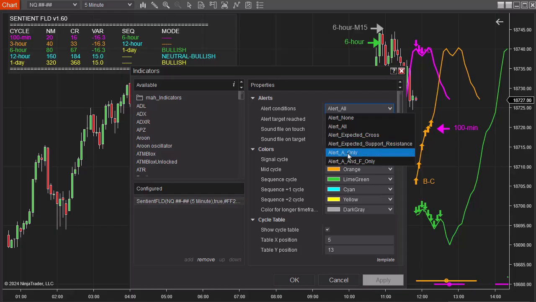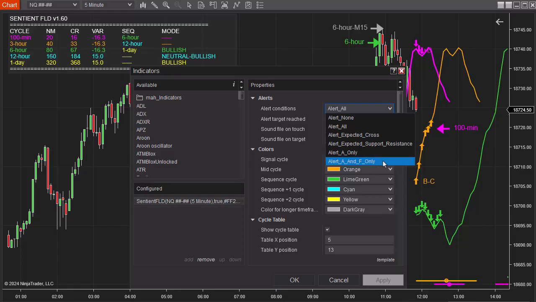The other possibility is to only alert when we are expecting an A category price cross of the FLD. This is perhaps the most popular price cross to trade, when price approaches the FLD and we're expecting an A category because an important trough is formed in the market. That is a popular trading opportunity, and so you might want to be alerted only to your A category trades.